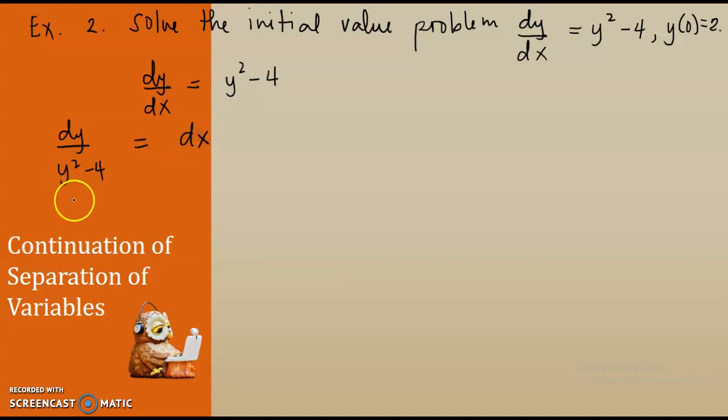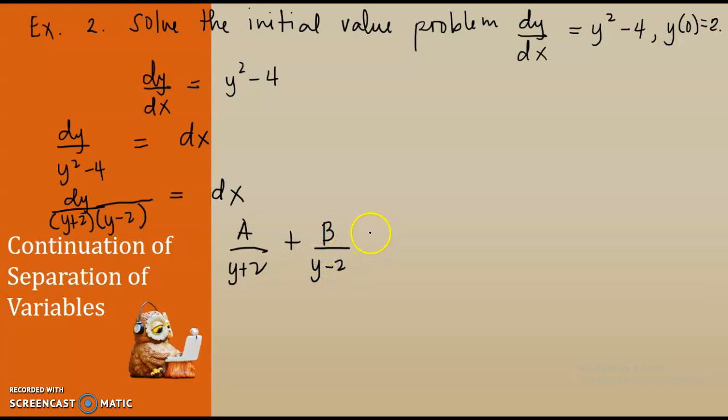We can factor the denominator, that is dy over y plus 2 times y minus 2 equal to dx. To evaluate the integral, we apply the partial fraction on the left side. Partial fraction muna tayo. We have a over y plus 2 plus b over y minus 2 equal to 1 over y squared minus 4. Or this one is a times y minus 2 plus b times y plus 2 equal to 1.